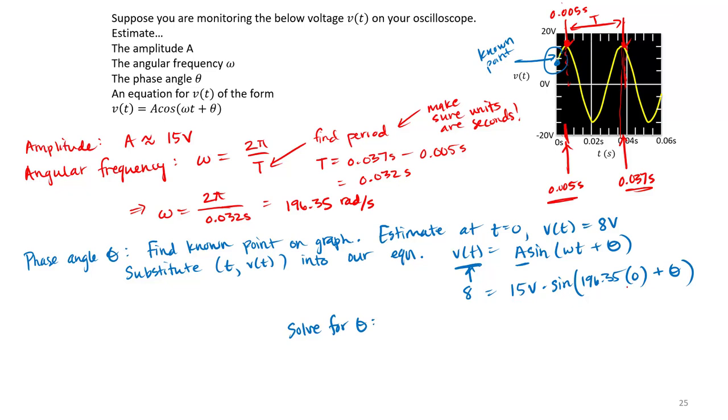And I can determine in this case that 8 divided by 15 is equal to sine of 0 plus theta. So my theta is going to be inverse sine of 8/15, which gives me 32.23 degrees.